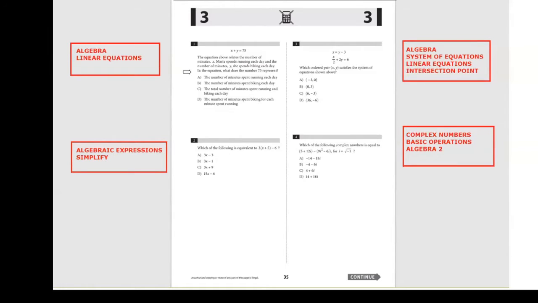Yes, the correct answer is C, the total number of minutes spent running and biking each day. That's correct. There are two things that Maria likes to do each day for her physical workout. She likes to run and she likes to bicycle, and she likes to have 75 minutes each day to do those things for herself. It is C. Anastasia, can you also read example 2?